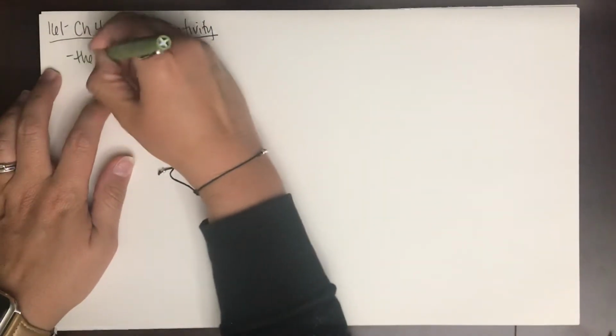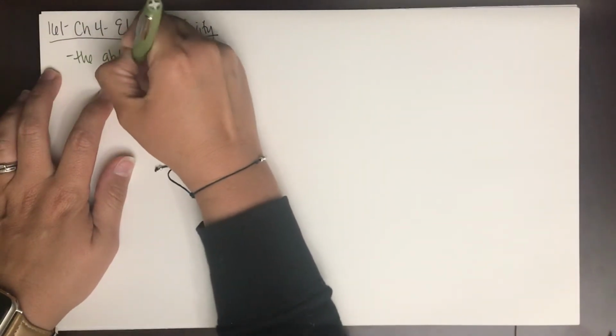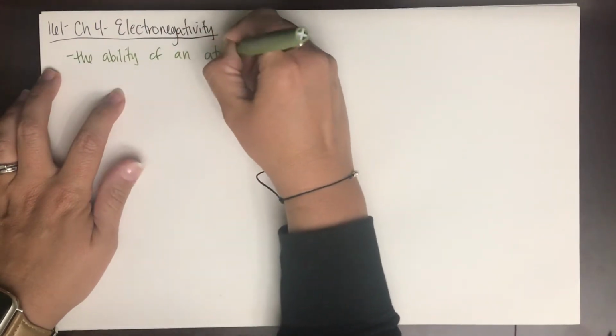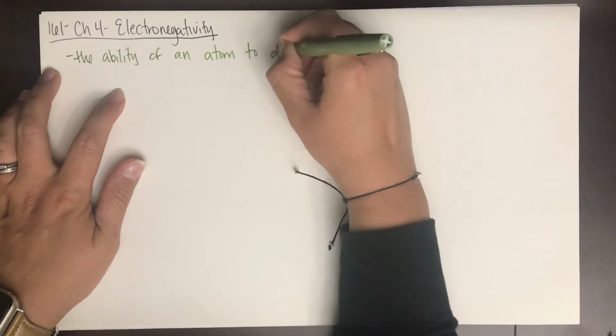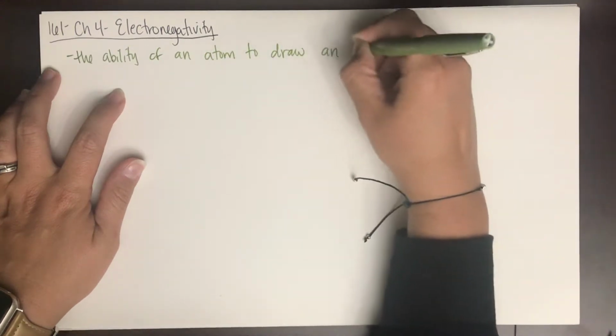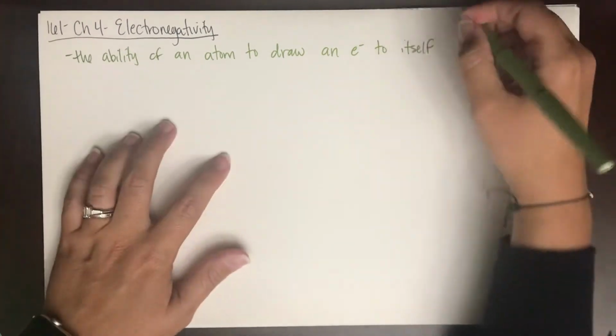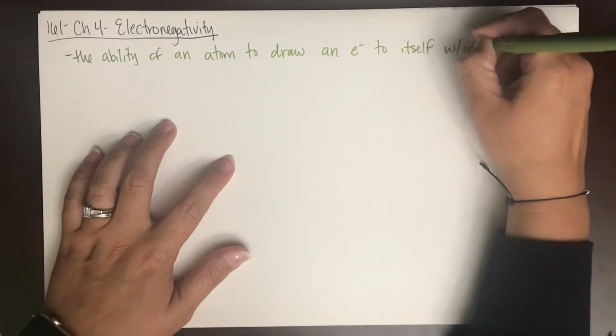Okay, so let's talk about something called electronegativity. Let's define it first. Electronegativity is the ability of an atom to draw an electron to itself within a bond.